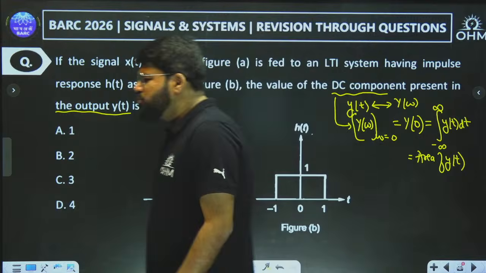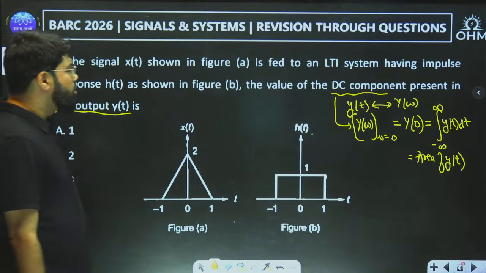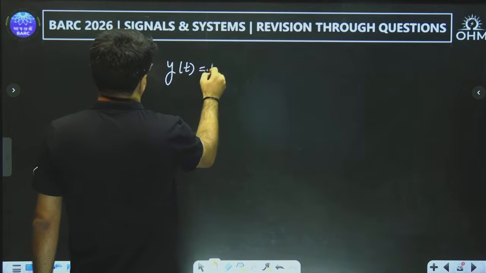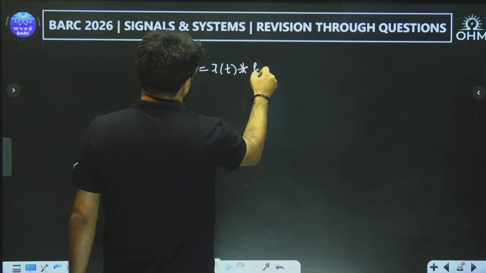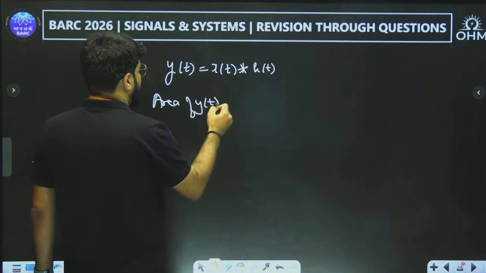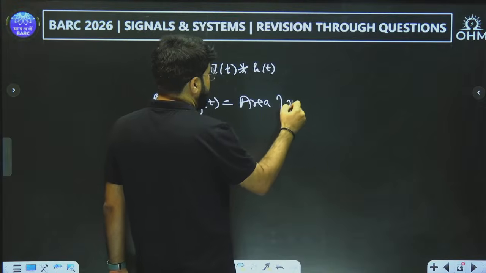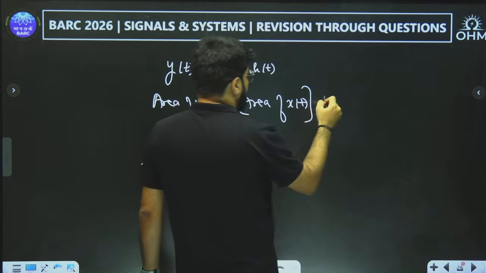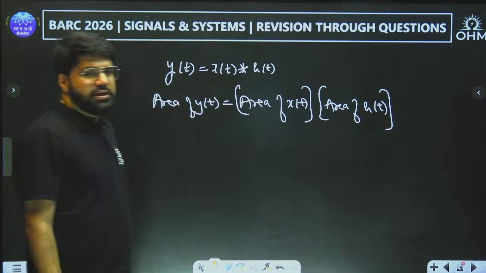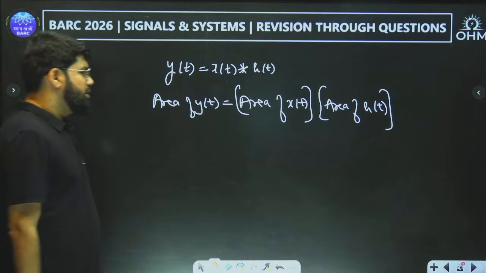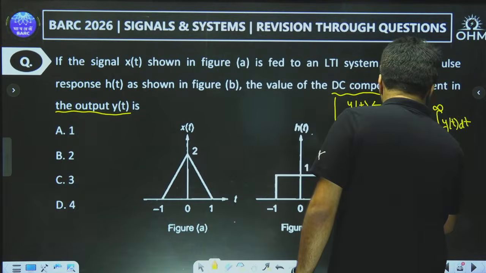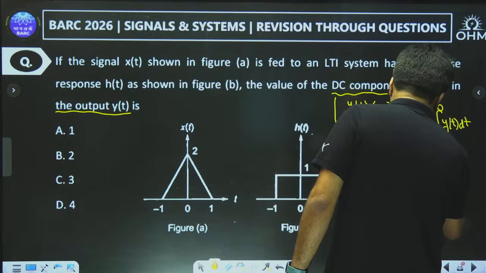Now, here it's more of a convolution question. Y of t is given by x of t convolved with h of t, and whenever two signals are convolved, their areas are multiplied. Area of y of t is given by the area of x of t multiplied by the area of h of t. So what is the area of x of t?